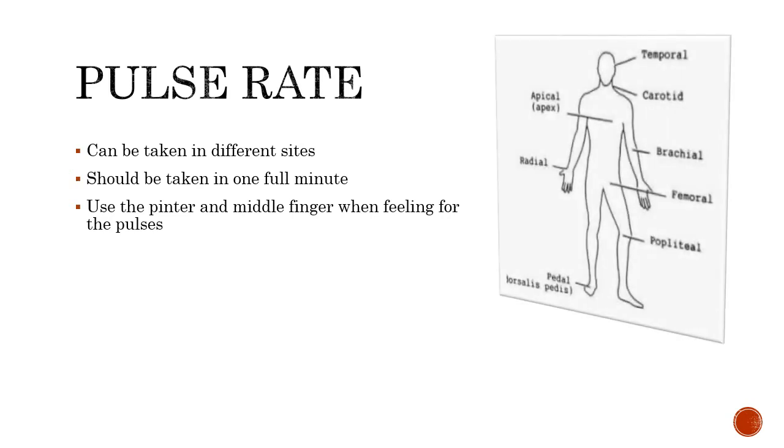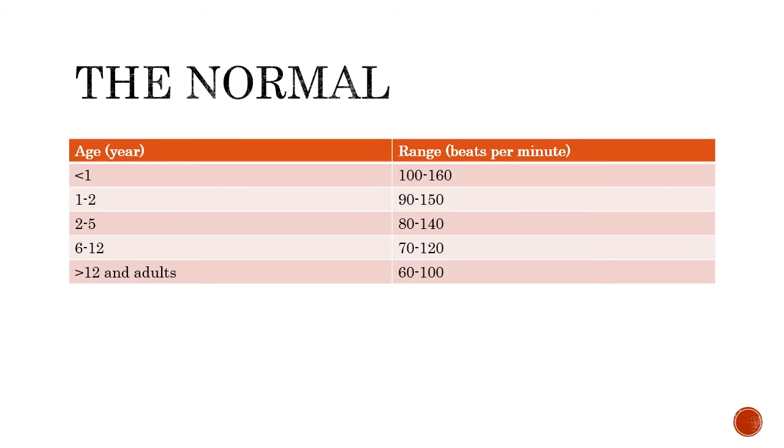In this picture, you can see the different pulse sites, that is the temporal, the carotid, apical, brachial, femoral, radial, popliteal, and pedal. In most cases, and in normal cases, we always use the radial pulse. However, if there is poor circulation, the best pulse could be the femoral or the carotid pulse. The normal. Here is a table that shows age in years and the normal range in beats per minute.